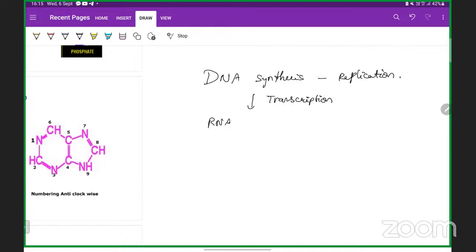So first is your DNA synthesis, that is called replication. Then you have the transcription, by which you get an RNA, and from this RNA you will be getting a protein, isn't it? That protein formation is called your translation.